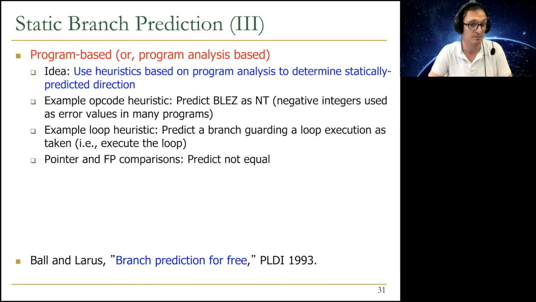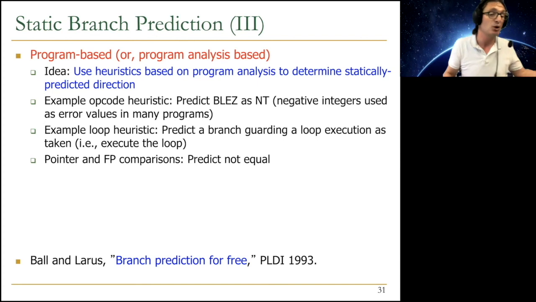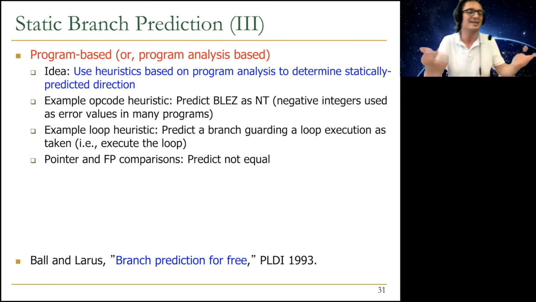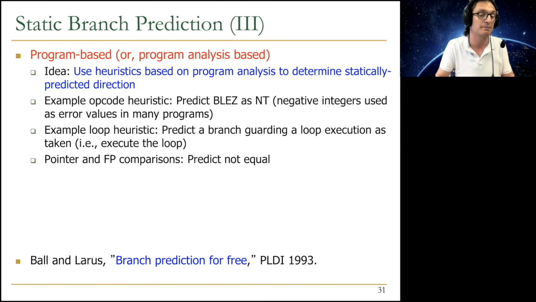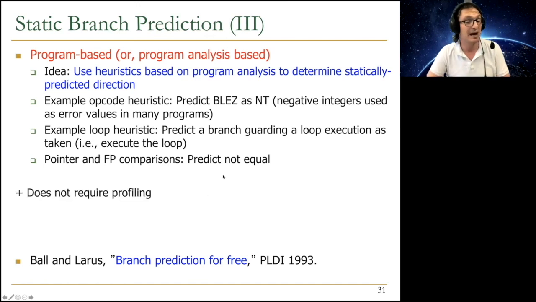They're not rules. Pointer and floating point comparisons: if you're comparing two pointers, or comparing a pointer to null, for example, predict that it's not going to be equal to null, because again, that's potentially a boundary condition or an error condition. For floating point comparisons, usually your floating point values are not going to match. So basically, these are some example heuristics, which make sense, I think, but they don't require profiling. That's the big upside here.